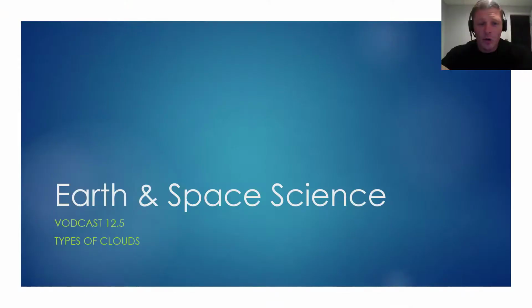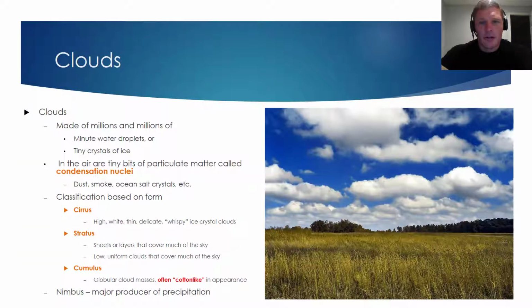In this vodcast, I will overview the types of clouds. Okay, so what are clouds? Clouds are made of millions and millions of minute water droplets or tiny ice crystals. The clouds that are composed of ice crystals will occur very high in the atmosphere, whereas the lower and middle clouds will be made of minute water droplets.